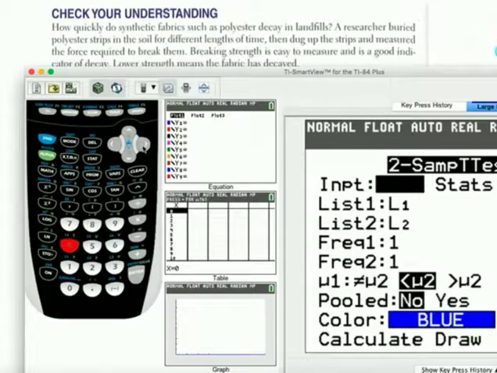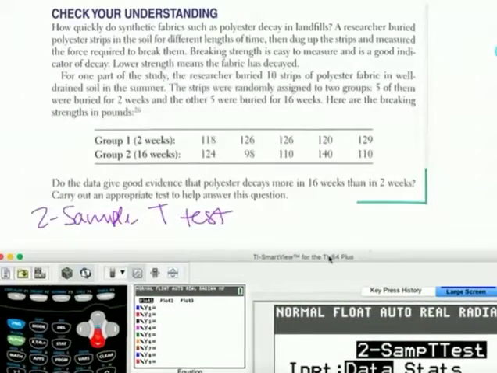And this time, instead of using stats like we have been doing, you're going to use data because you have created that table. You're going to leave your list 1, L1, and your list 2, L2, keep your frequency where it is, and then you're going to have to figure out based on the information in the question whether or not you want your mu1 to be not equal to mu2, less than mu2, or greater than mu2.